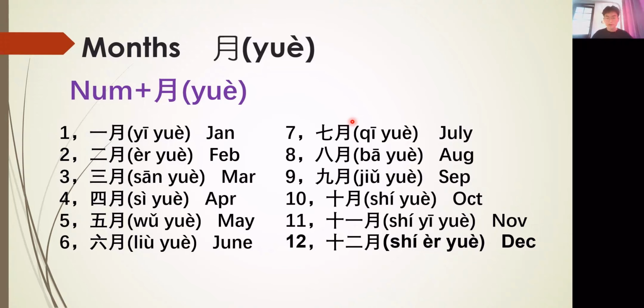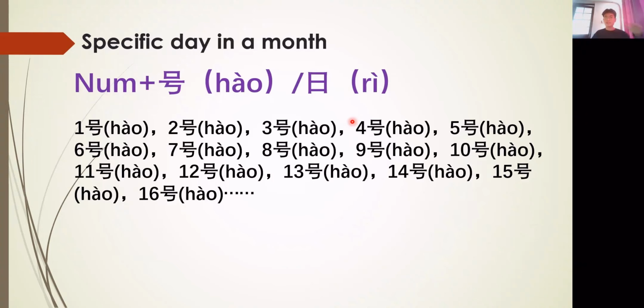So now let's move on to how to express a specific day in the month, like February the 1st, February the 2nd, right? The specific days in the month. So they follow the same pattern as well. The pattern is a number plus 号, or you can say a number plus 日. They are the same, but in spoken Chinese, we like to say 号. In written Chinese, we say 日.